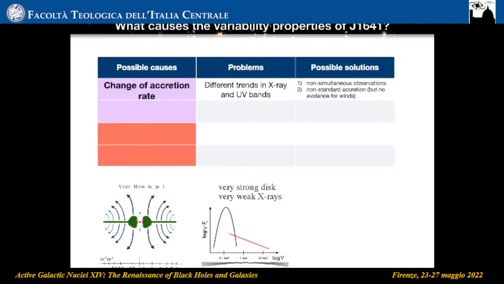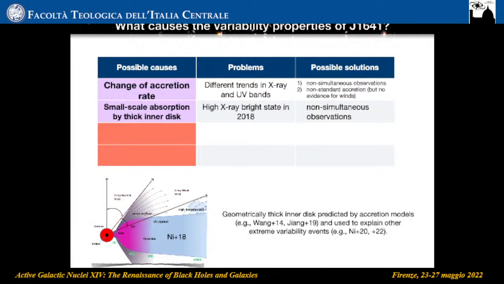Another possible cause is that we can have a small-scale absorption, for instance, by a thick inner disk. If you increase, again, the accretion rate, your inner disk might be geometrically thick, and it might actually absorb the X-ray emission coming from the hot corona. So in this case, you will see the X-ray emission become weaker. But the problem here is that this model does not explain the very bright X-ray state in 2018. And here a possible solution is, again, the fact that UV and X-ray observations were not taken simultaneously.